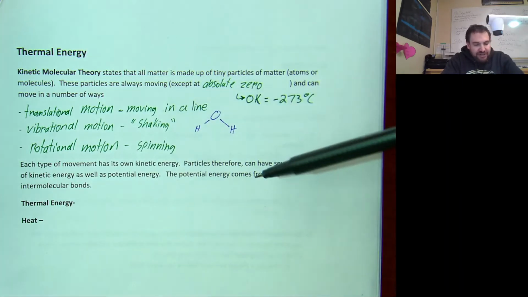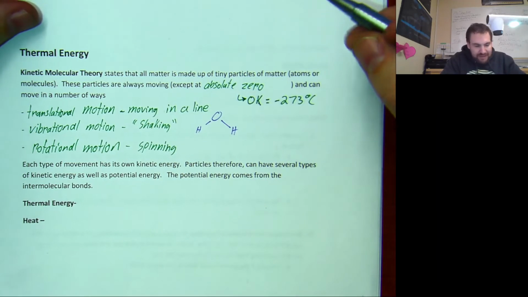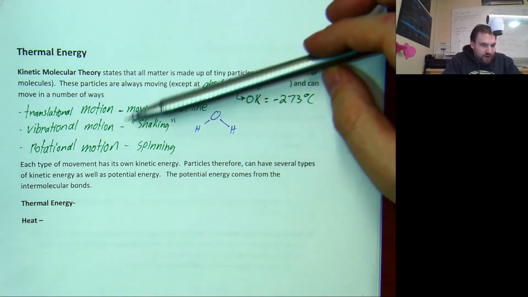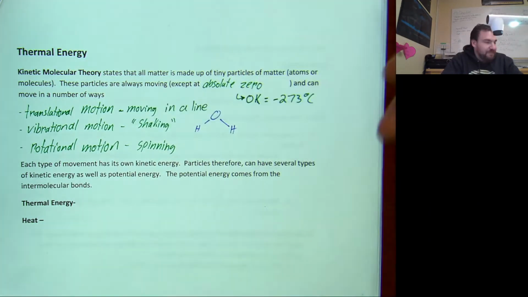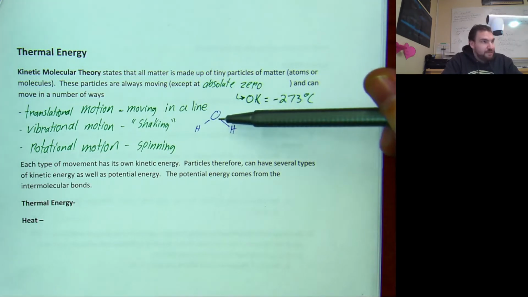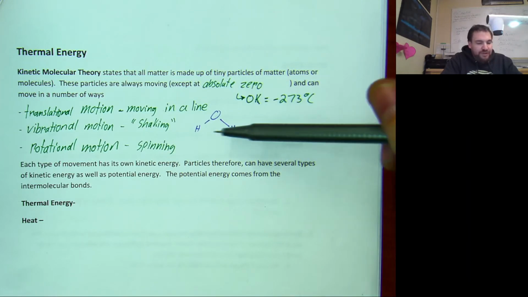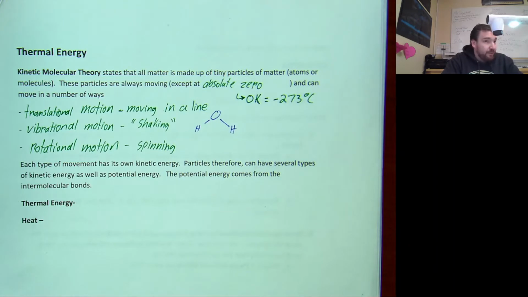The potential energy comes from the intermolecular bonds that are present. So in water, you've got molecules of water that are attracted to each other because of their polarity, that's as much as I'm going to say about polarity. You have an oxygen that's partially negative. You've got hydrogens that are partially positive. And so these molecules are going to interact with other molecules. This creates a form of potential energy, chemical potential energy.